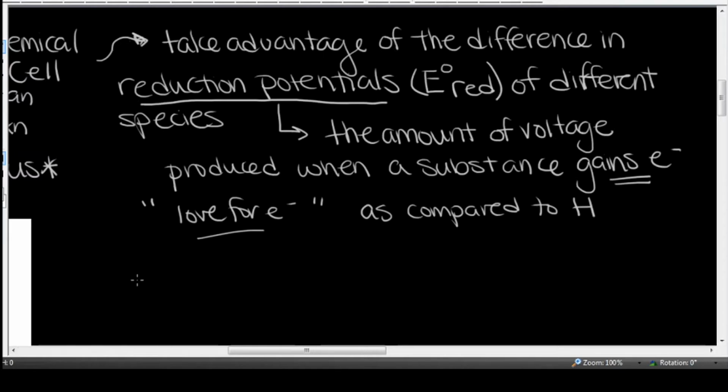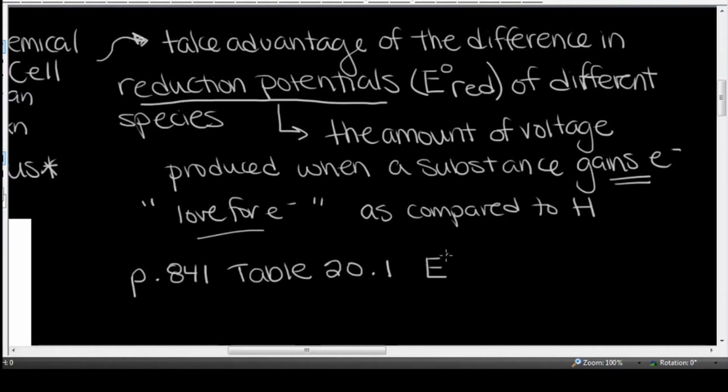So there's two different lists that you guys can look at reduction potentials. One of them is on page 841. So now would be a good time to pause and go open up your textbook. Page 841, table 20.1. If you look at that table, what you see are a bunch of reduction reactions.